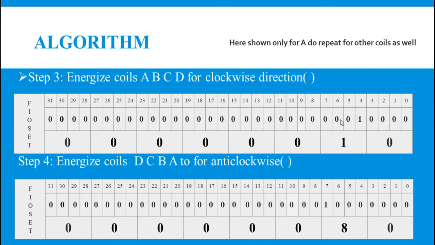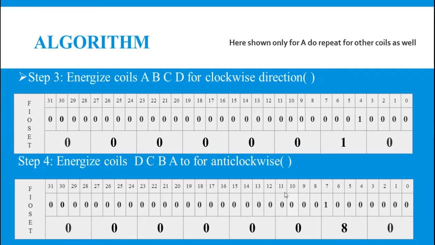Similarly, to energize C, the 6th bit of the register should be made 1, thereby the value becomes 4. And if you energize D, then the 7th bit should be 1, and the value becomes 8. So these are the different values that must be configured in the FIO set register to energize the sequence A, B, C, D for the clockwise direction.